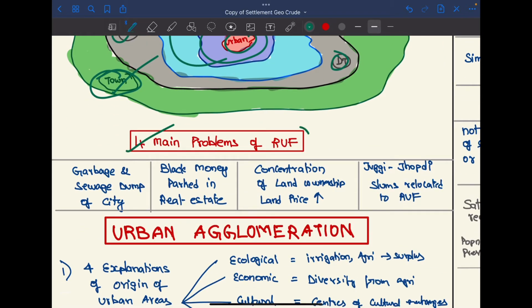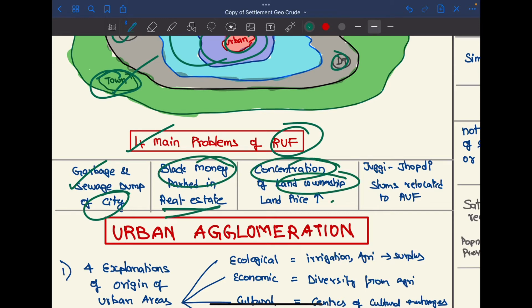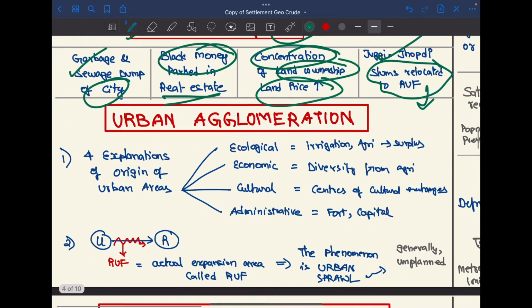So the four main problems of RUF are these: it becomes the garbage and sewage dumps of the city, black money will be parked in real estate, land ownership will be concentrated, and due to this land price will go up. Slums are also related to RUF because of the low land cost compared to the main city. Next, we have the urban agglomerations.